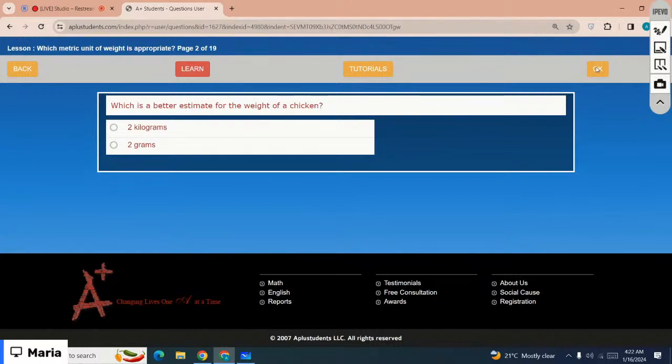Which is a better estimate for the weight of a chicken? 2 kilograms or 2 grams? Which is the correct option? That is 2 kilograms, right? Because 2 grams is very small for the weight of a chicken, so that would be 2 kilograms. Got it?